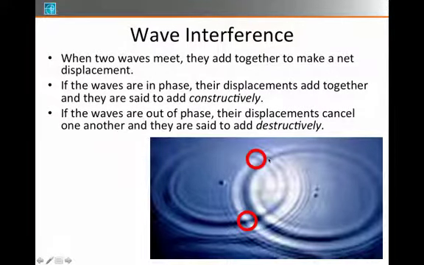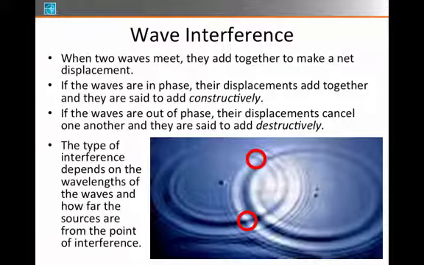If the waves are out of phase, their displacements tend to cancel one another, and these are said to add destructively. In other words, the net displacement can be zero, even though the displacement from either wave alone would be quite large, were it not for the second wave adding destructively to the wavefront. The type of interference that you'll get at a location depends on the wavelengths of the incoming waves and how far apart the sources are from each other.